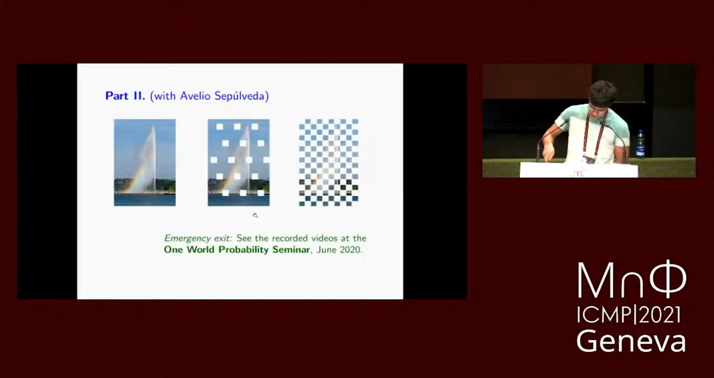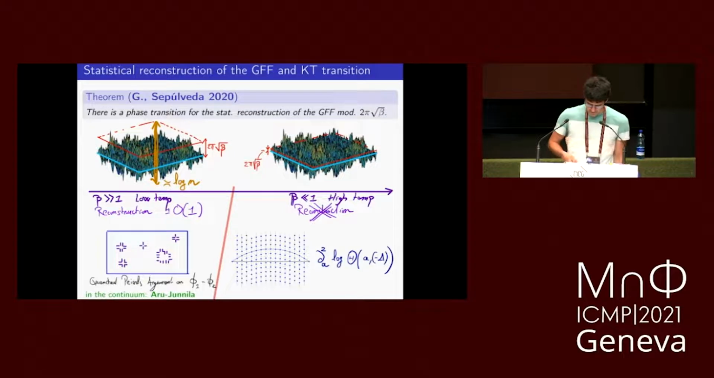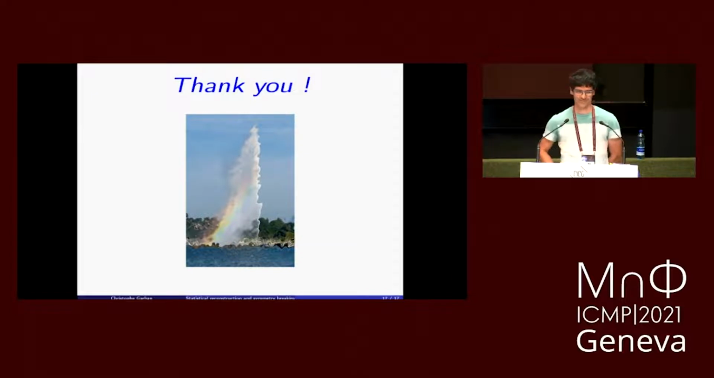You're given partial information on the Gaussian free field, and you want to recover the whole field itself. And we could answer the problem as follows: there is a nice phase transition for this statistical reconstruction problem. At low temperature, you can reconstruct, and at high temperature, by generalizing the delocalization result of Fröhlich and Spencer, it's just impossible to build a statistical estimator for it. So I will end here. Thank you.